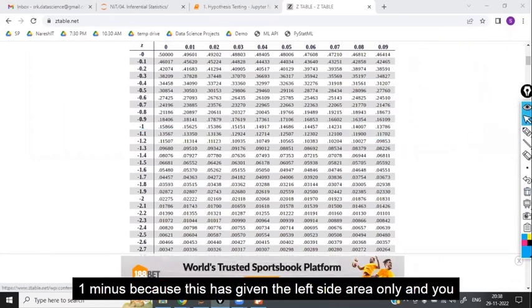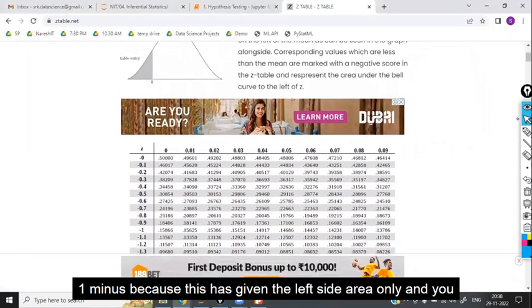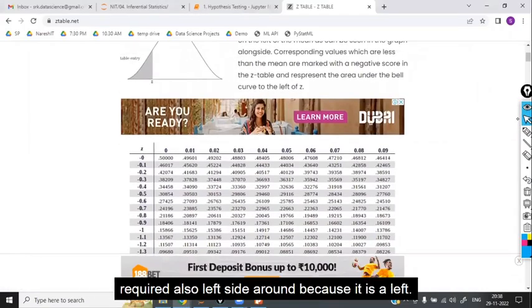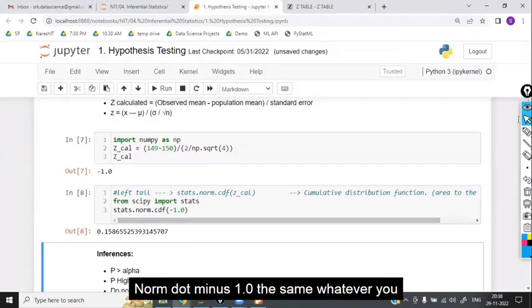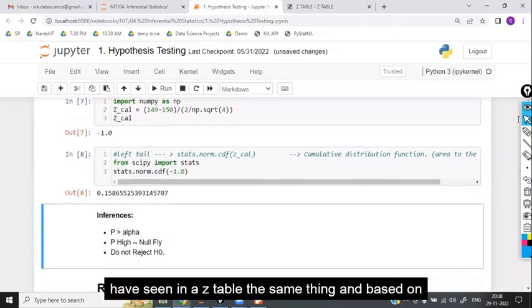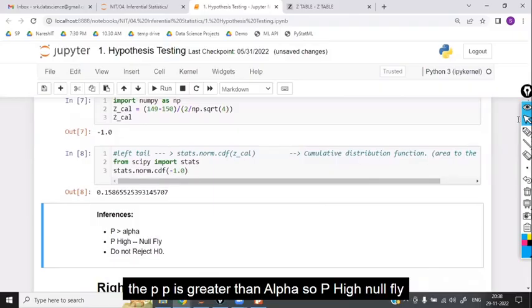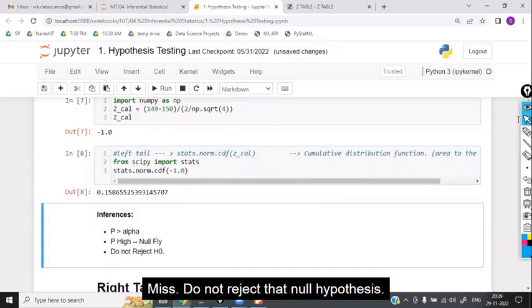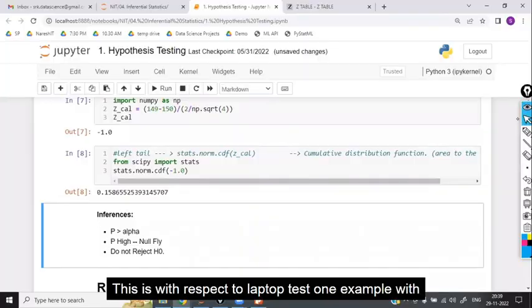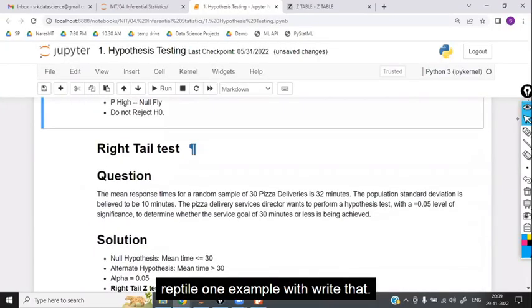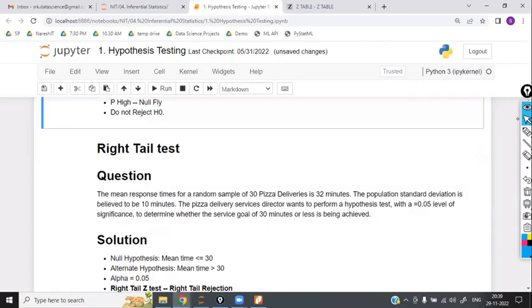Then you need not do 1 minus, because this has given the left side area only, and you require left side area only, because it is a left tail test. So just apply stats.norm with minus 1.0, the same as what you have seen in the Z table. And based on that, P is greater than alpha. So P high, null fly. Means do not reject the null hypothesis. Is that clear? This is with respect to the left tail test. One example with left tail, one example with right tail.